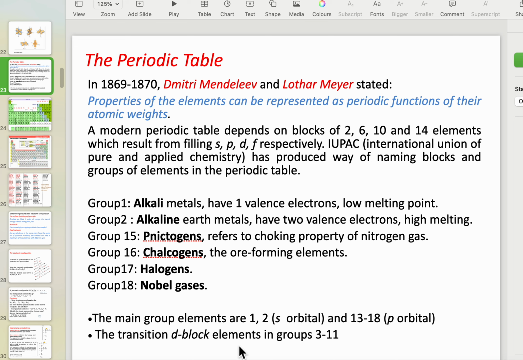The main group elements are groups 1 and 2, which end with s orbitals. Groups 13 to 18 end with p orbitals. The transition d block elements are in groups 3 to 11. Okay, so this is the general talk about the periodic table. Let's see how the elements are organized or arranged.